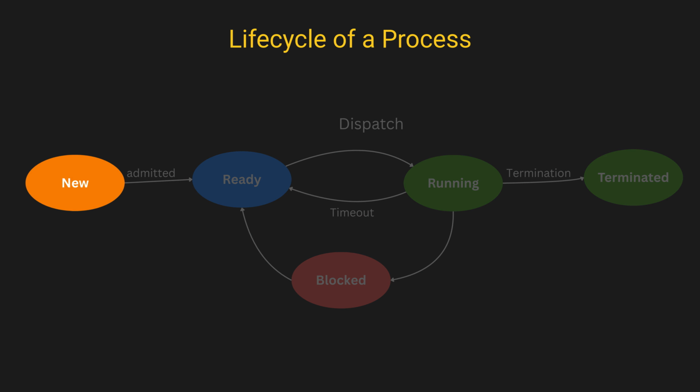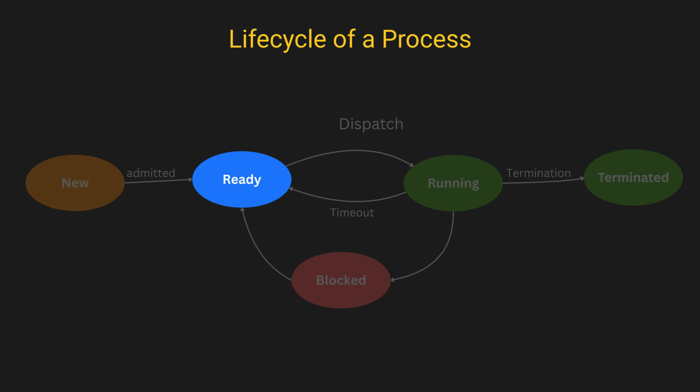New, or start. This is the very beginning. When you launch a program, the OS creates a new process entry. The process is being set up, resources are being allocated, like memory space, and initial bookkeeping is done. But it's not ready to run yet. The OS might limit how many processes can start at once to avoid overwhelming the system. From here, it moves to ready once setup is complete. If creation fails, say, out of memory, it might get terminated right away.